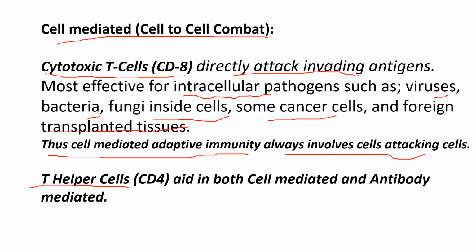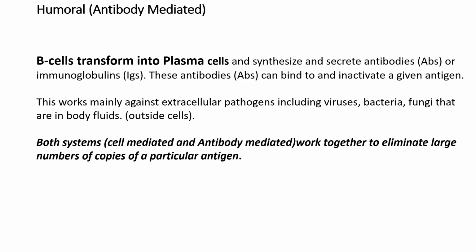The T helper cells, CD4, aid in both cell-mediated and when we talk about the B cells and the antibody-mediated. Okay, here we go. Antibody-mediated B cells will transform into plasma cells. It's a mature B cell, basically. And when they do transform, they are going to synthesize and secrete antibodies. Another name for antibodies is immunoglobulins. These antibodies can bind to and inactivate a given antigen.